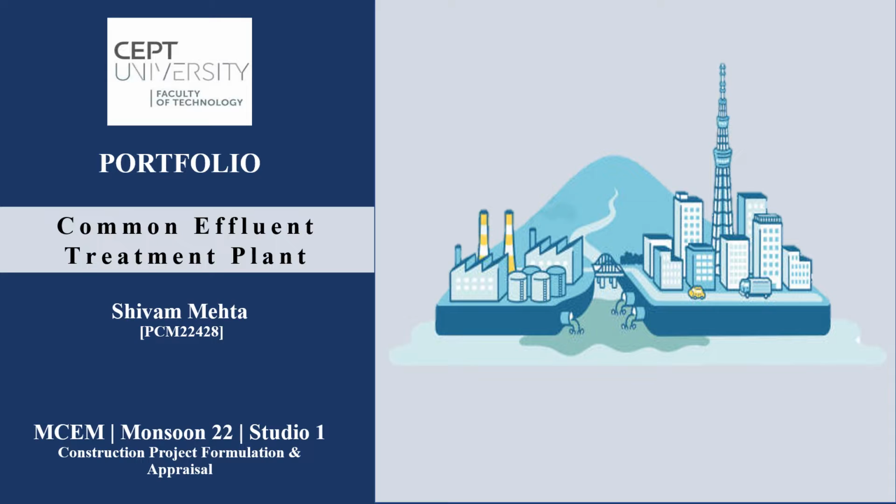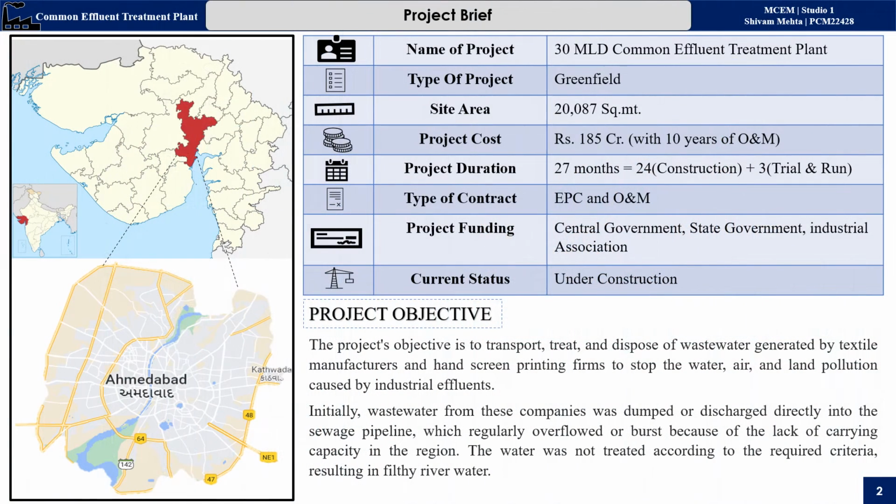As a part of the studio construction project formulation and appraisal, we got a project on an effluent treatment plant. So let me go through the workflow that deals with project feasibility, such as location analysis, demand analysis, stakeholder management, target value design, legal compliance, cost breakdown, base schedule, etc. So now we will see the project brief.